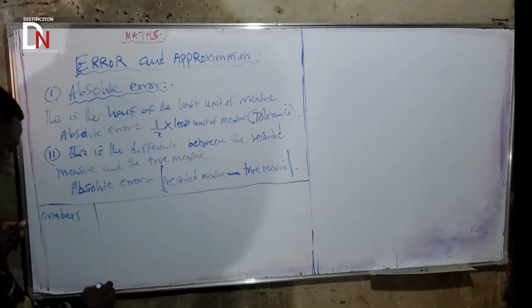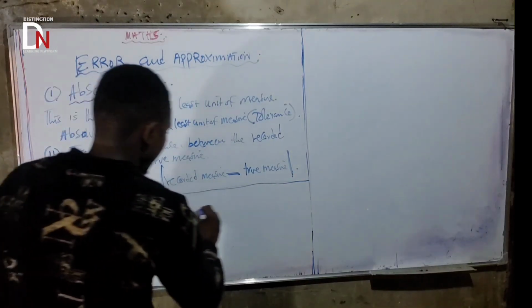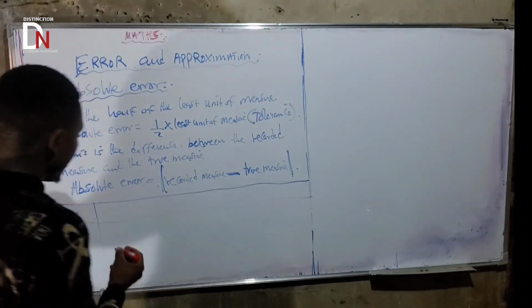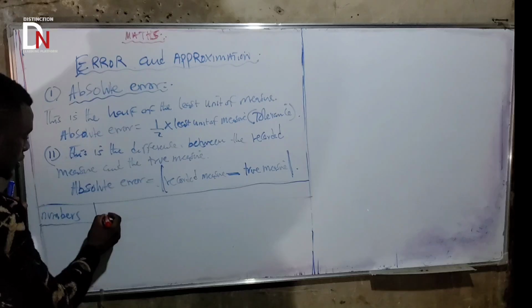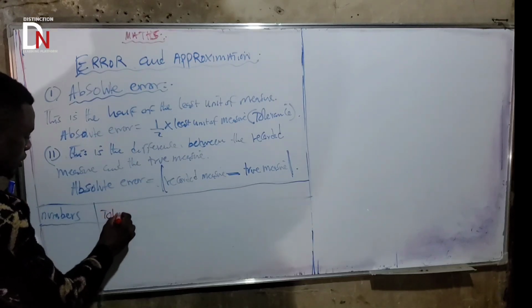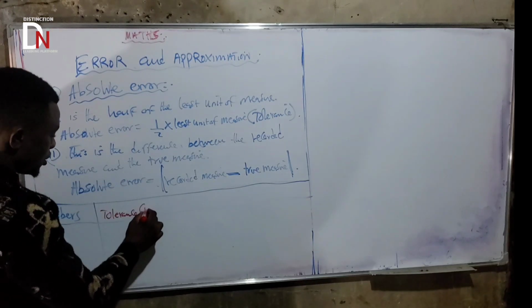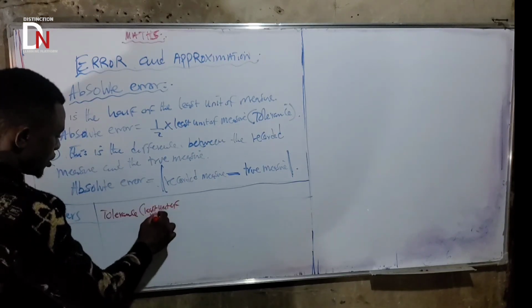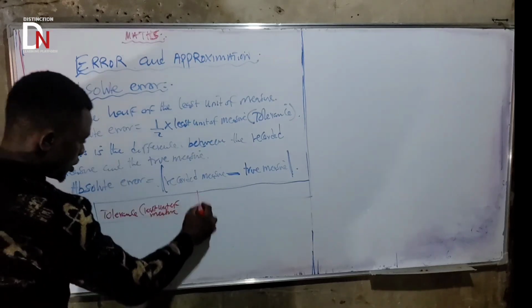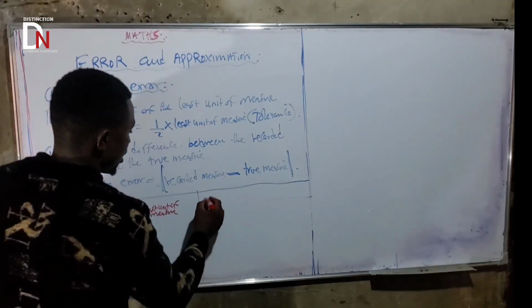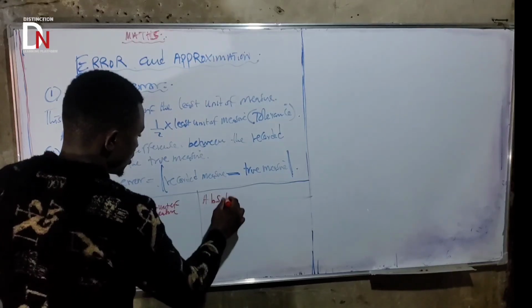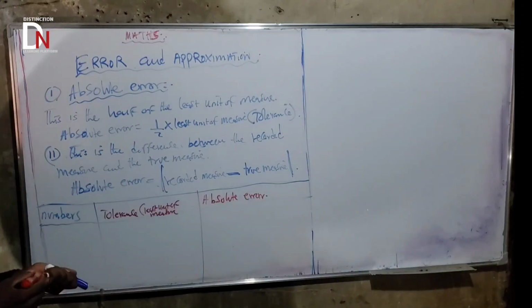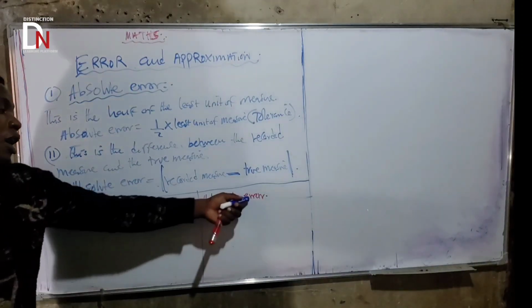Okay, I can have numbers. I can have tolerance, which is the least unit of measure, and the other here I can have absolute error. So why am I coming up with this table? I want to explain how to find the absolute error.